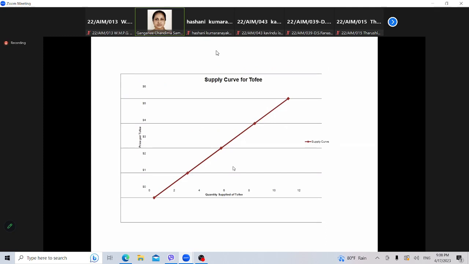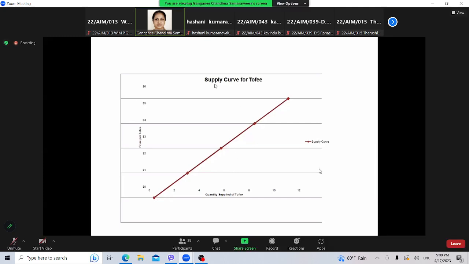You should remember when you draw graphs, first of all, you should draw the lines X and Y. Then you need to label with units. And here also label with units. Then only you can get full marks for your graphs.